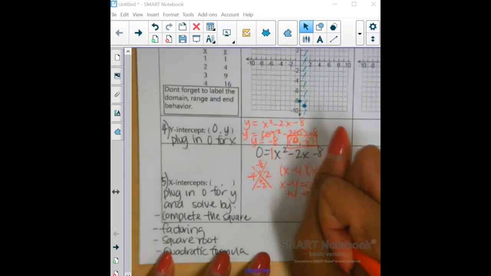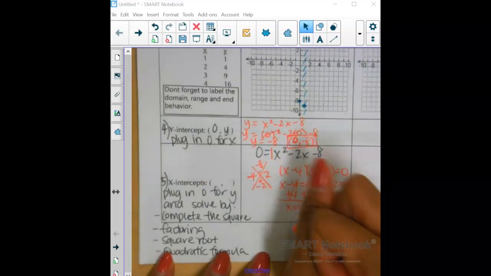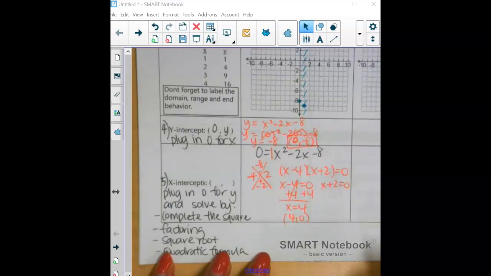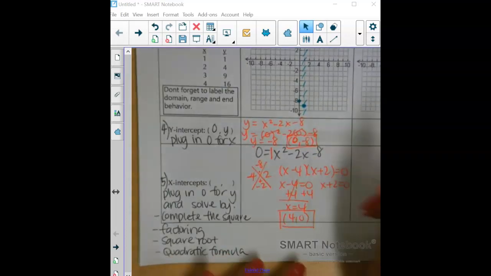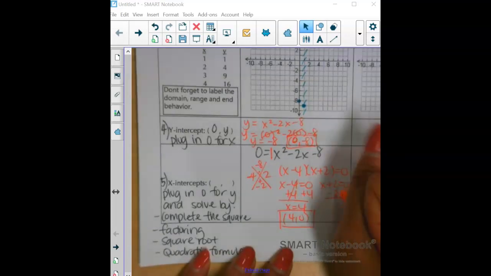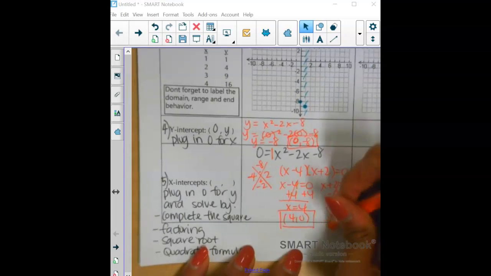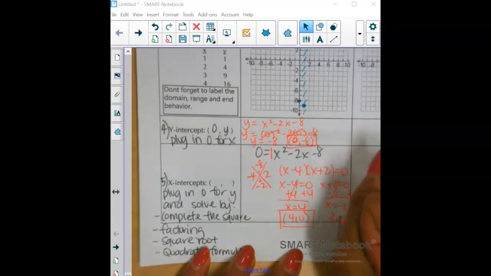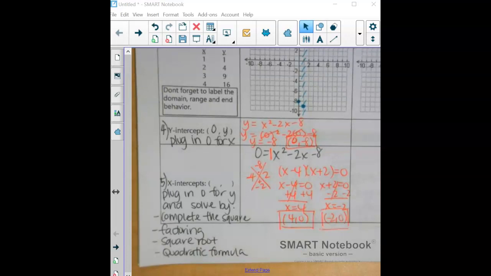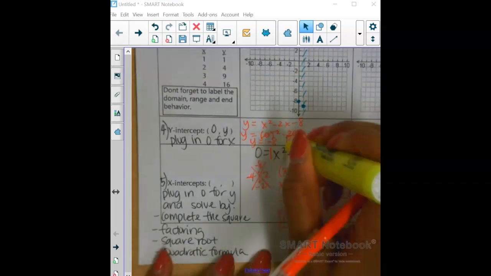Okay, so one of the x-intercepts, which I'm going to write as a coordinate, is going to be (4, 0). That's one of the x-intercepts. The other x-intercept, I'll write that as a coordinate, is going to be (-2, 0). Those are your two coordinates.